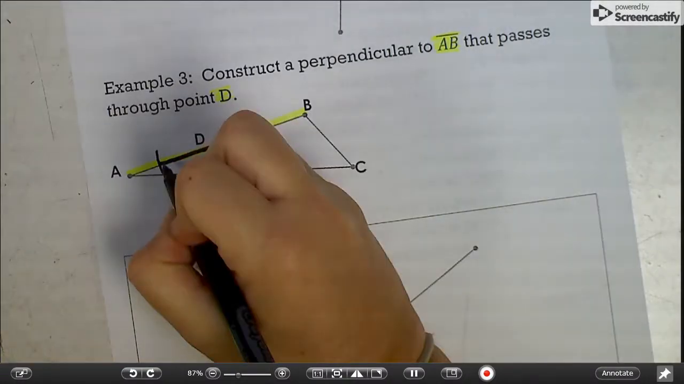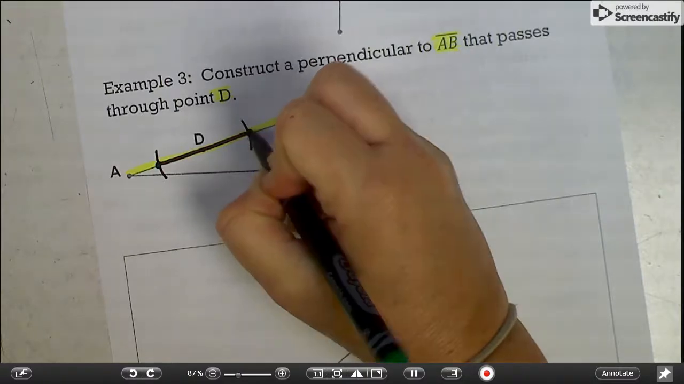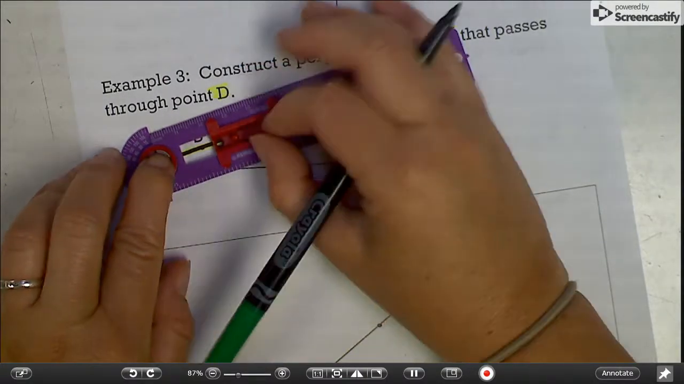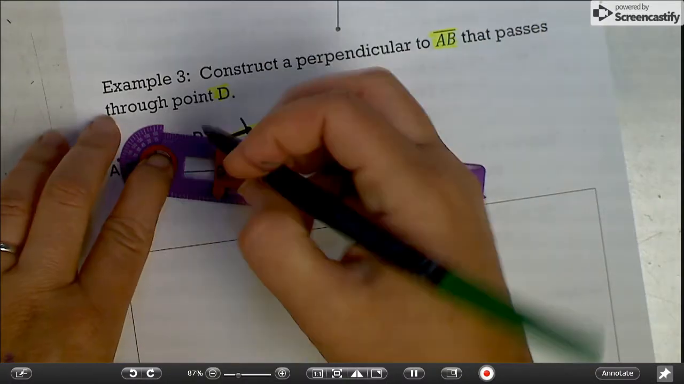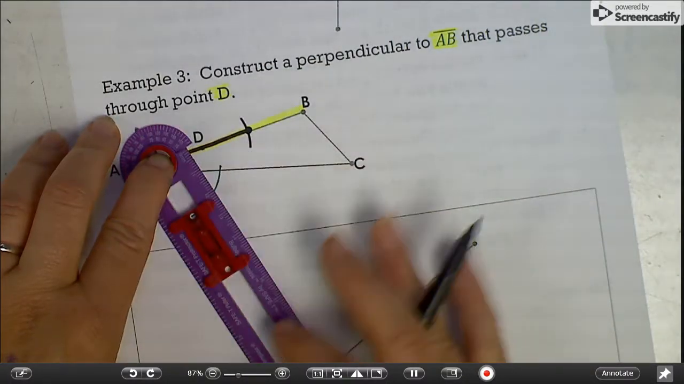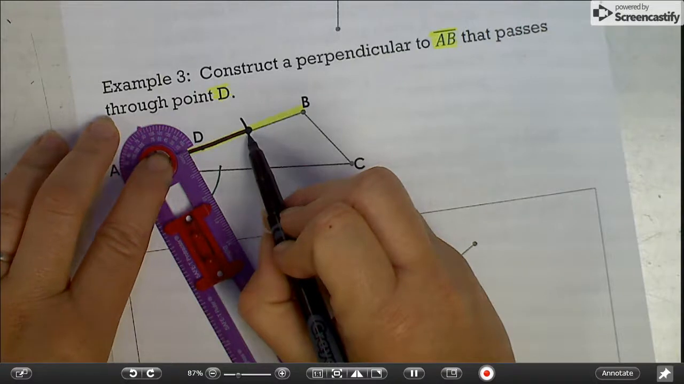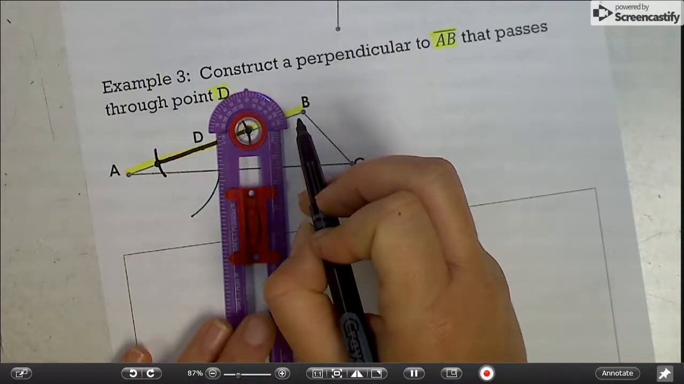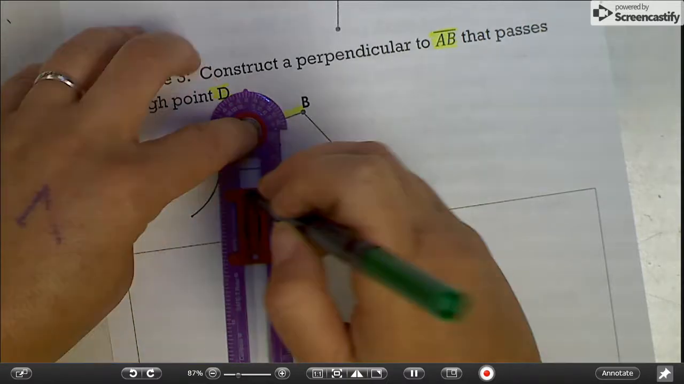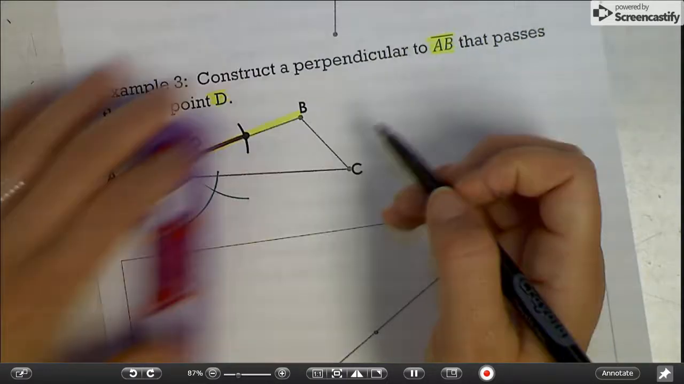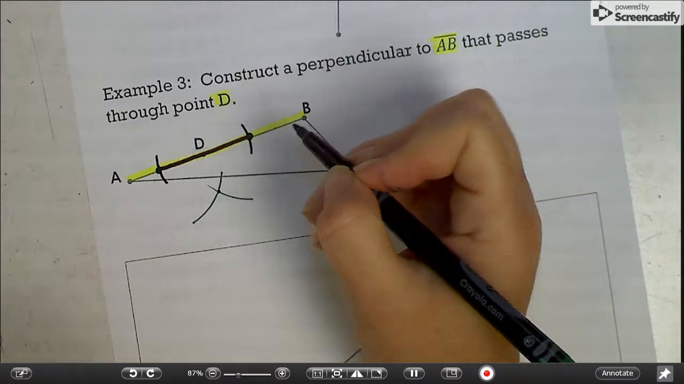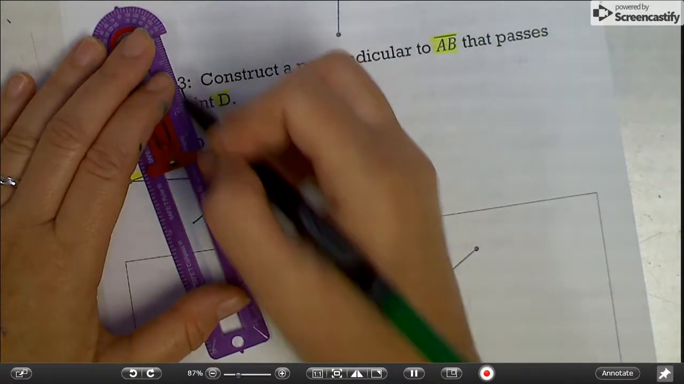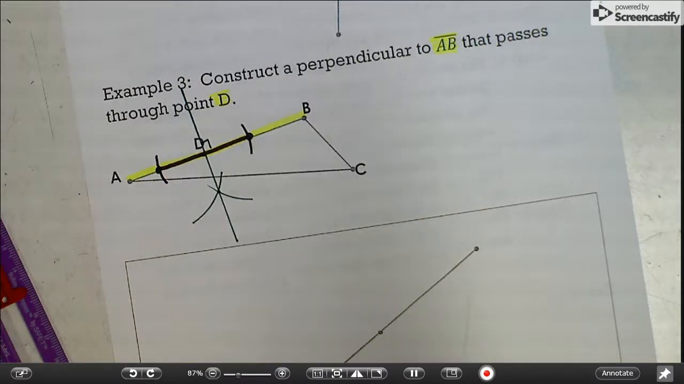We created 2 points, one here and one here. So we need to put our compass on one, open it a little more than halfway. I'm going to go below and make a small arc. Then we need to move the compass to the other end point and make another arc with the same radius. They will intersect, and then you can put your perpendicular line.